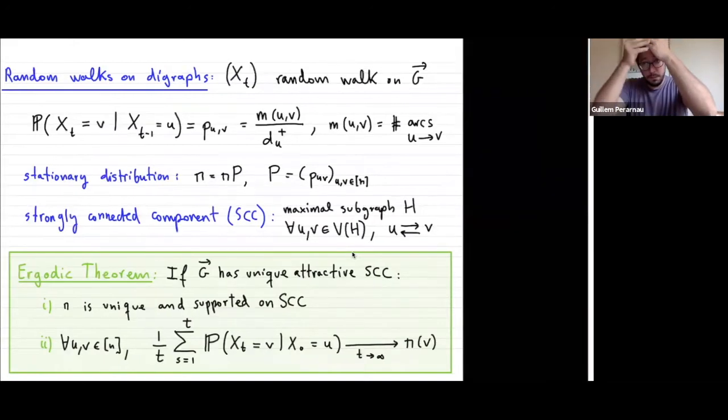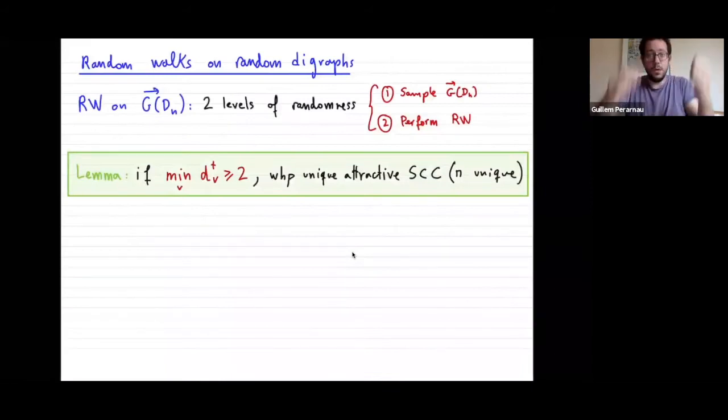Okay, so let's mix the two things. We have the random walks and the random directed configuration model. I'm going to do random walks on this directed configuration model. Let me be clear that there are two levels of randomness. The proofs are not going to be like this, but for us to understand it, the best thing is to imagine first sampling some random graph, some instance of this configuration model. And once you have this, you perform your random walk on top of it.